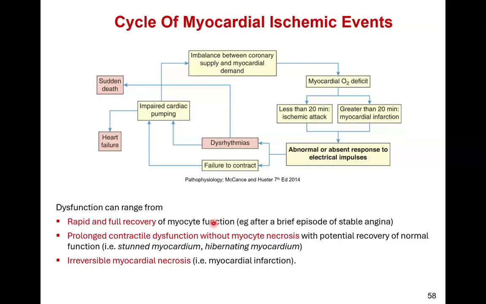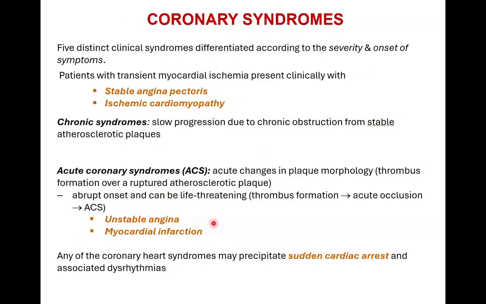Okay, so what have we talked about so far? We've defined ischemia. We've talked about the importance of blood flow to the heart. We've talked about one major pathology that leads to ischemia in the heart, which is atherosclerosis.